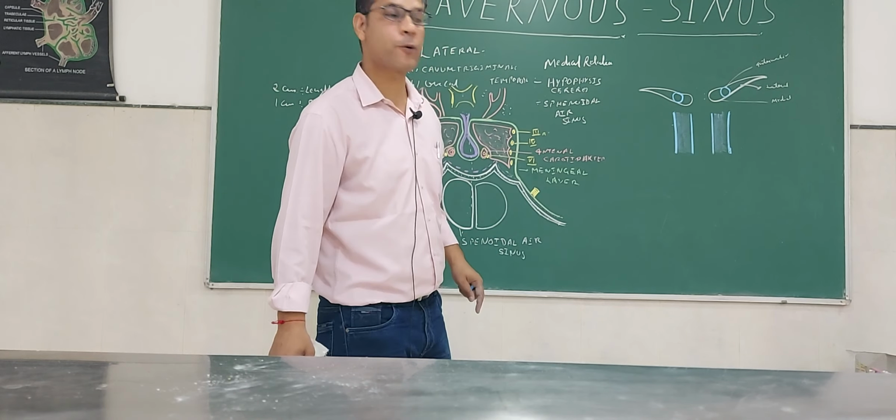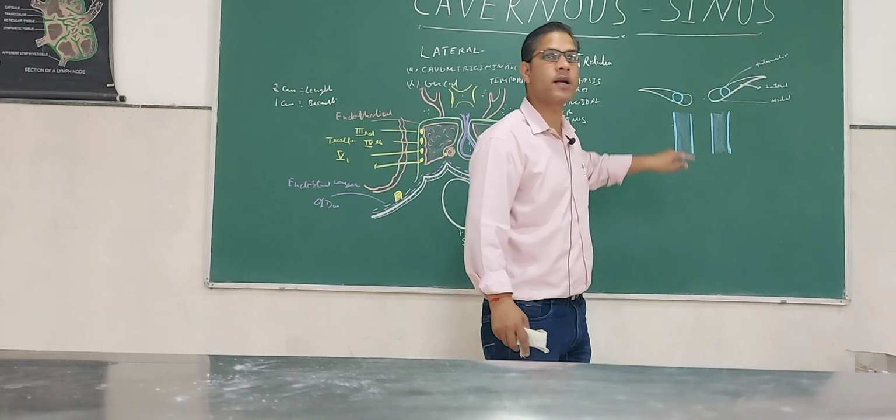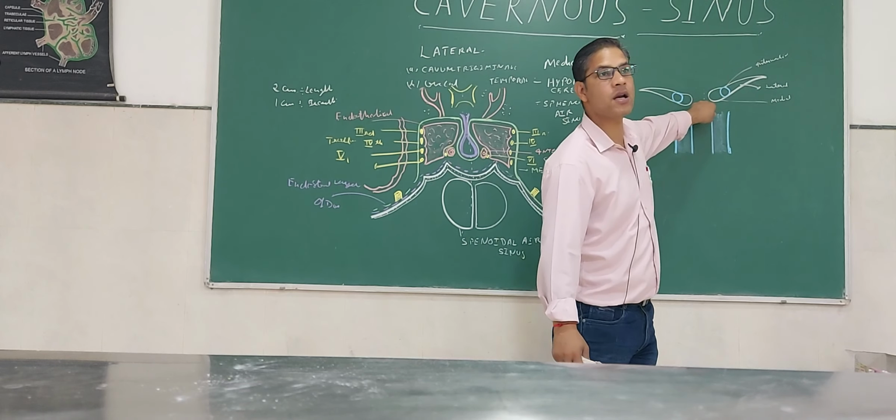What about the anterior and posterior? Look at this diagram, which is showing a transverse section. Anteriorly there is the superior orbital fissure.